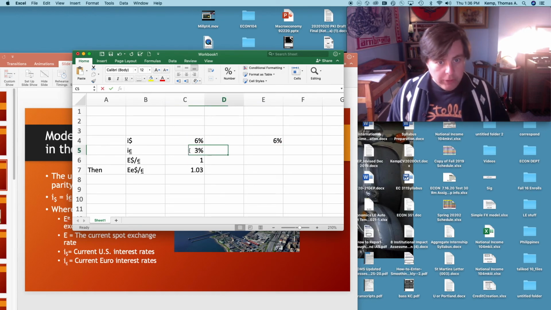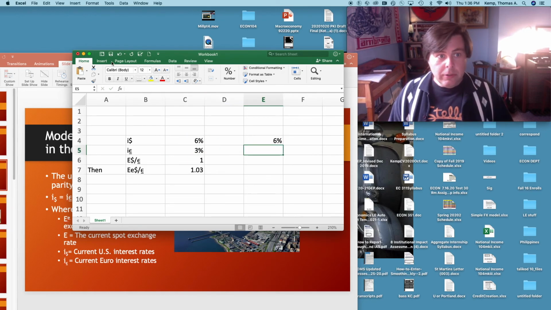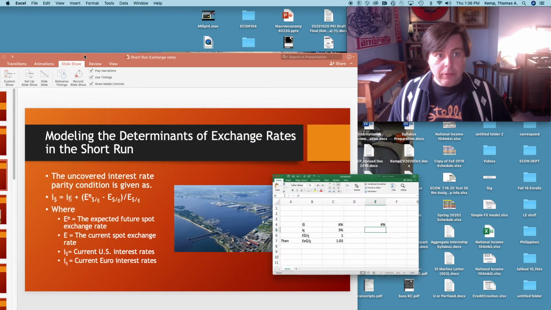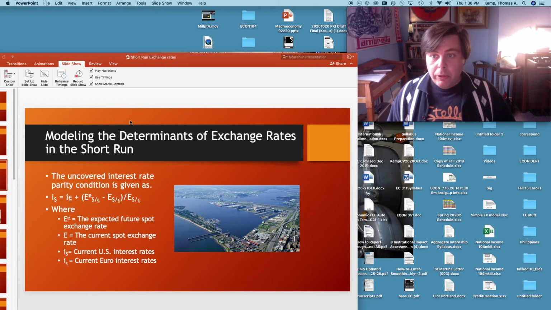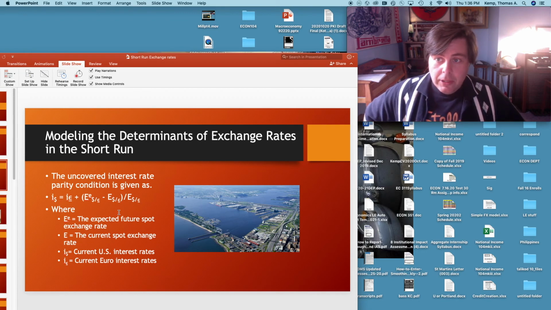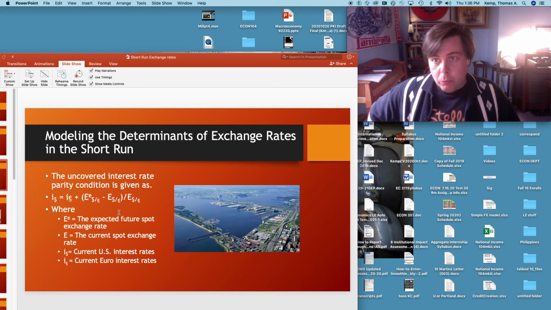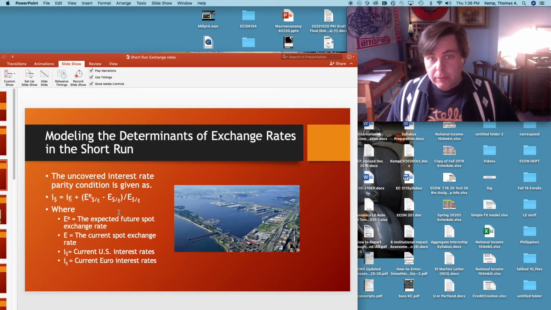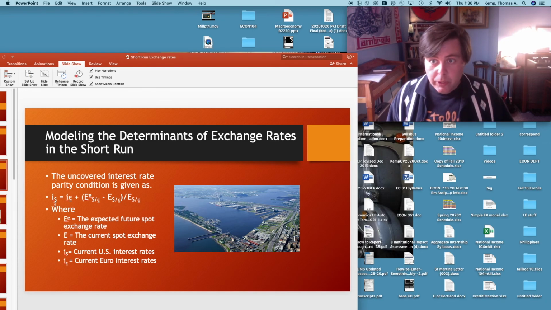So the point at which this condition is equalized is the respective rates of interest at which capital won't move. If it turns out that this over here ends up being greater than this, then capital will flow to the Eurozone. If this ends up being greater than all this, then capital flows to the United States.